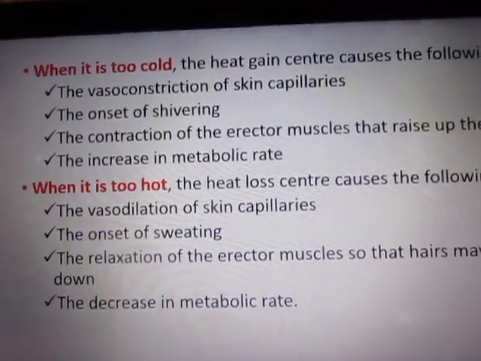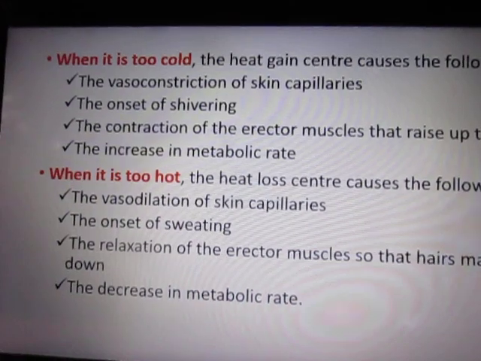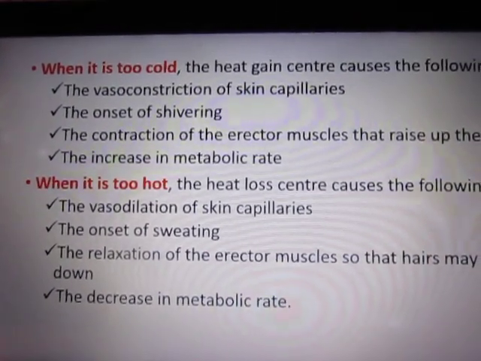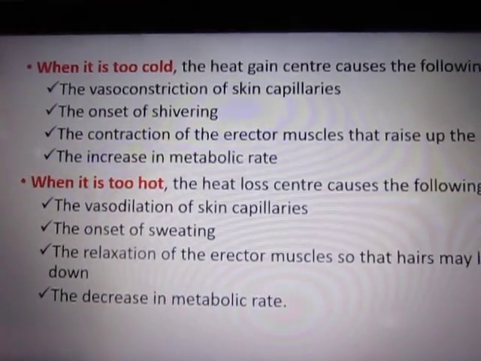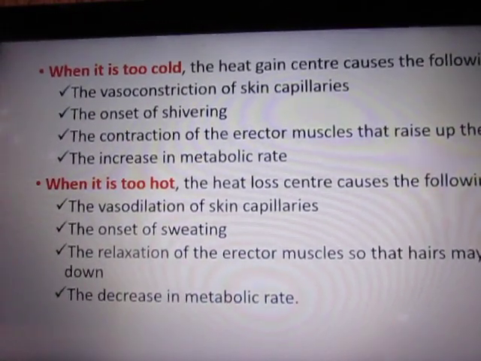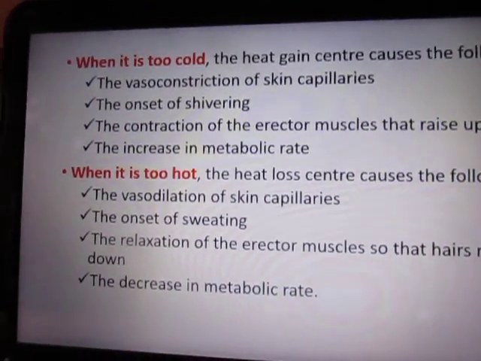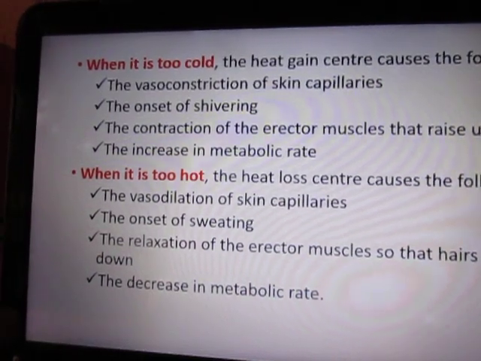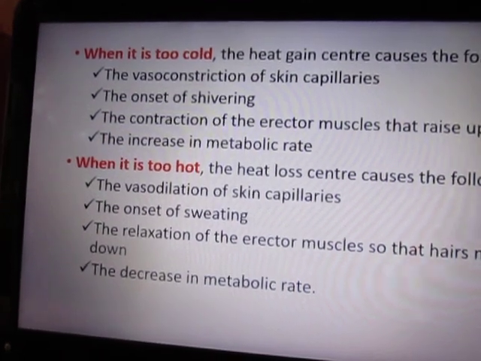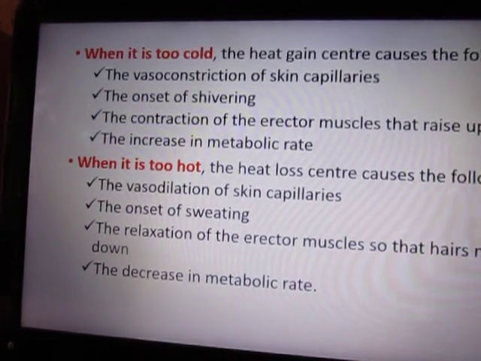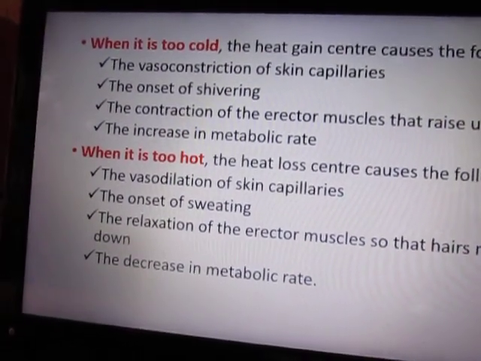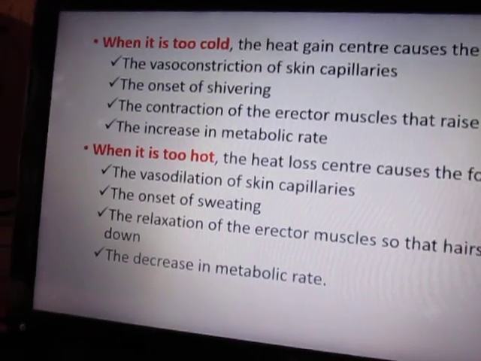But when it is too hot, can we be shivering? No. First of all, the heat loss center will be stimulated and it will send impulses to different effectors. This will cause vasodilation. Vasodilation is the opposite of vasoconstriction. In vasoconstriction, the lumen of the capillary becomes very narrow, but this time it will become very wide and the pressure will decrease.